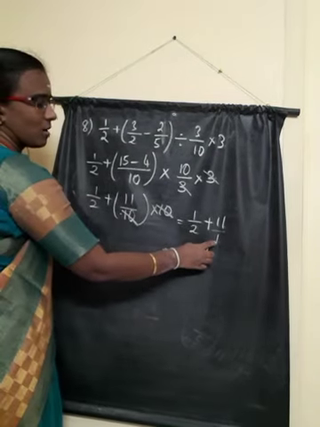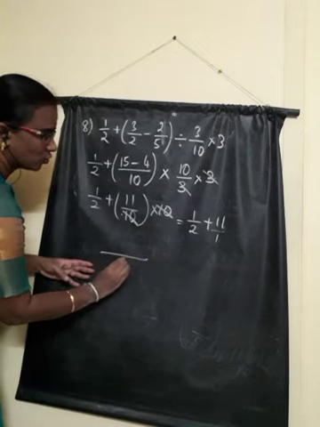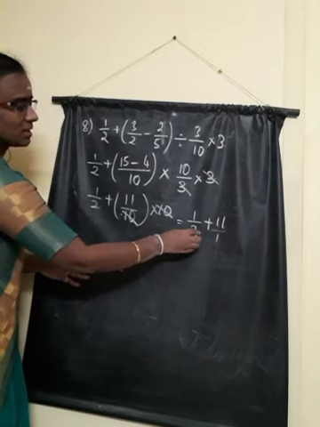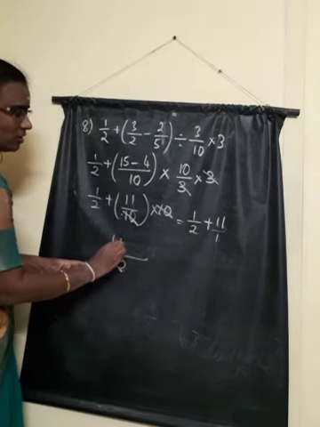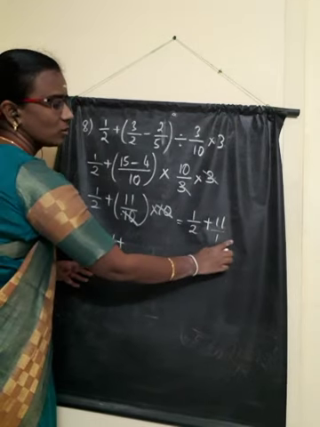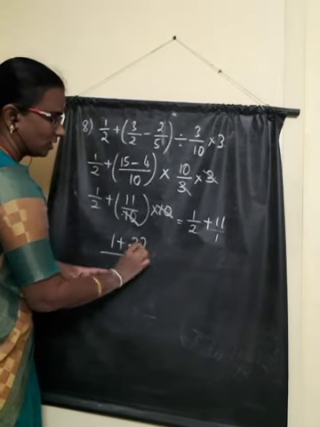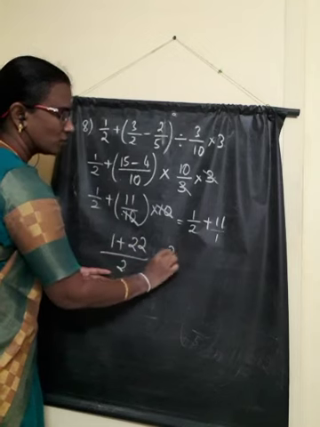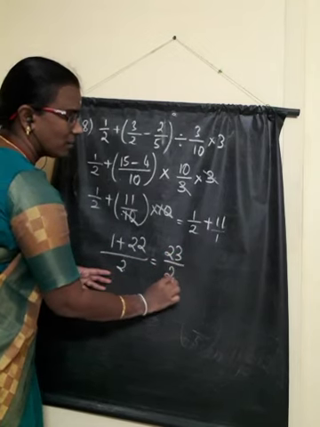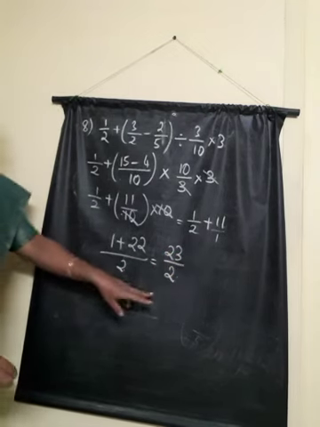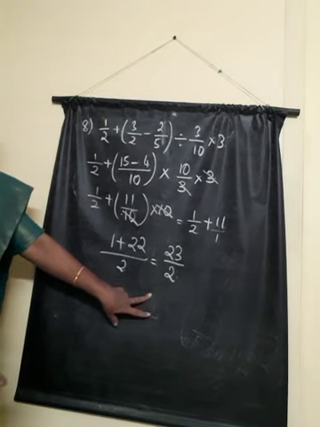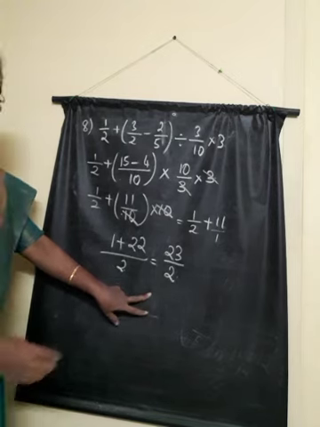So for 2 comma 1, the LCM is 2. Here 2 ones are 2. So 1 2s are 1, into 1 is 1. Here 1 2s are 2. 11 2s are 22. So 1 plus 22 is nothing but 23 by 2. Now it is an improper fraction. You have to convert this into a mixed fraction.